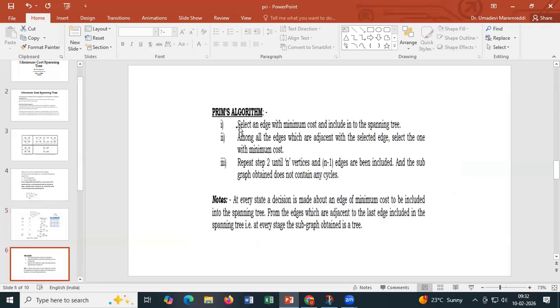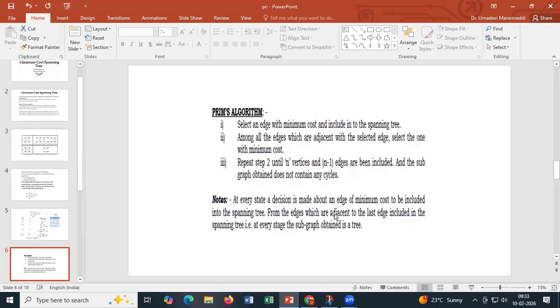You see here Prim's algorithm. Select an edge with minimum cost, include it in the spanning tree. So when you add an edge, 2 vertices are added to the spanning tree. Then these vertices are forming edges with non-spanning tree vertices. Among all the edges which are adjacent to the selected edge, with the spanning tree vertices and all the vertices which are not in the spanning tree, identify the edge with the minimum cost. Then that minimum cost edge you add to the spanning tree. You repeat this until n minus 1 edges have been included.